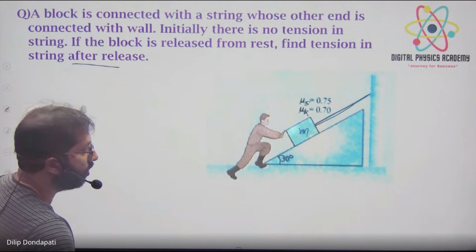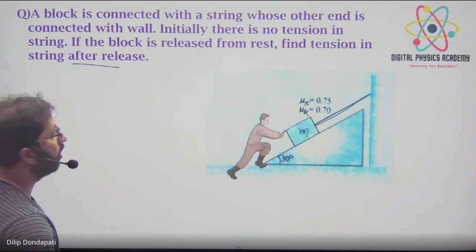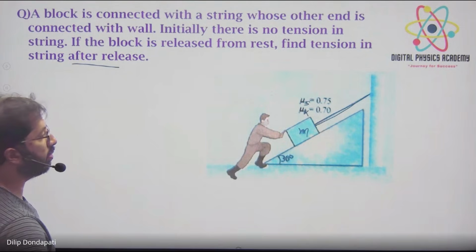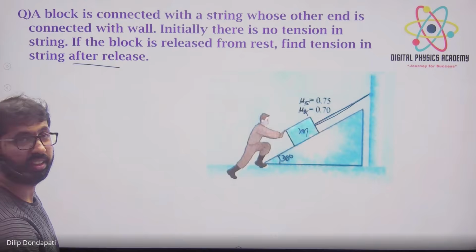Initially, there is no tension in the wire. The angle is 30 degrees, given. So how do we find out whether there is tension or not? After the block is released, we can check only if the block is sliding or not, right?